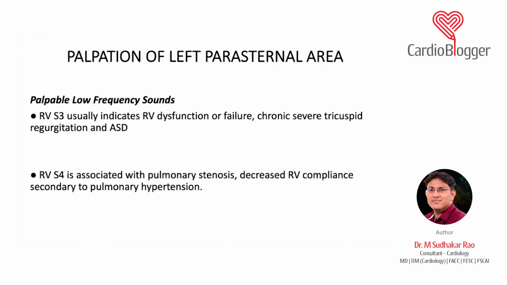However, RV S4 is usually seen in patients with severe pressure hypertrophy of the RV, like in pulmonary stenosis, or in conditions where RV compliance is decreased, like in pulmonary hypertension. So these are the key conditions where you get a RV S4. RV S3 is a very common event. RV S4 we usually do not find, but you should always look for it in patients with pulmonary stenosis and severe PAH without RV failure.